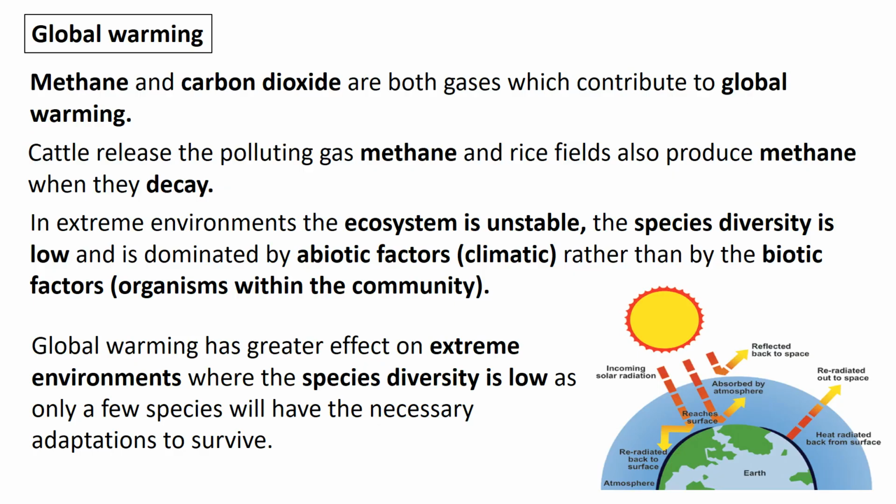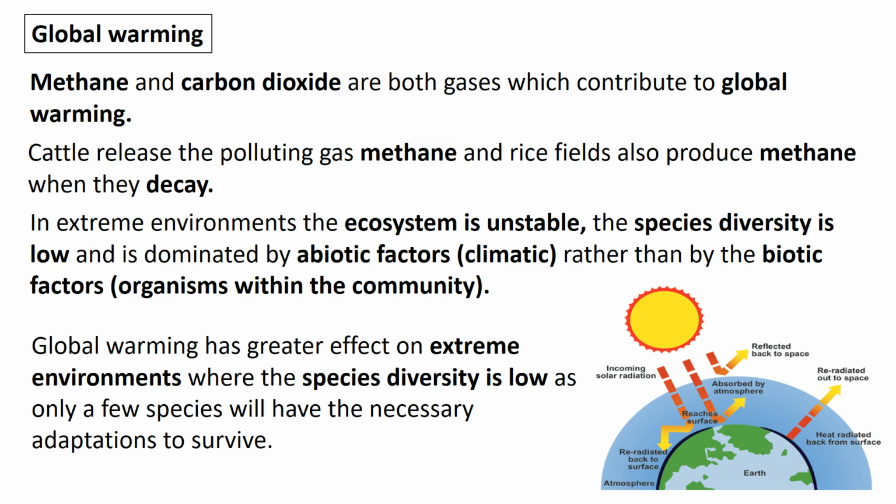In extreme environments, we know that our ecosystems are unstable, and so species diversity is low and dominated by these abiotic factors, such as temperatures, rather than the biotic factors in the community. Therefore, global warming is going to have a much greater effect on extreme environments where the species diversity is low and only a few species have the necessary adaptations in order to survive.